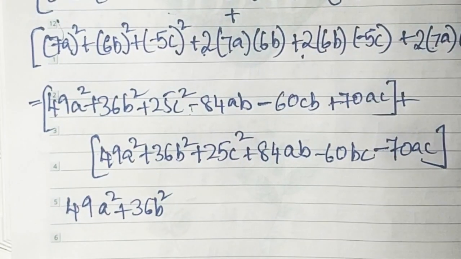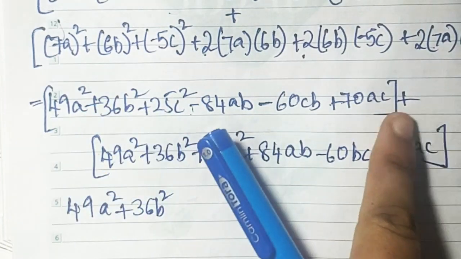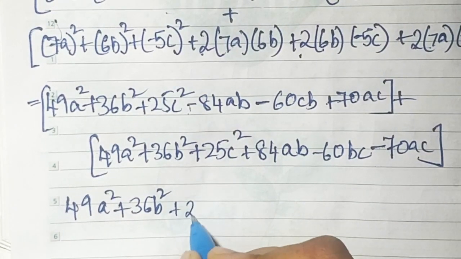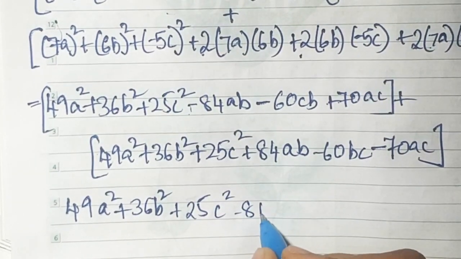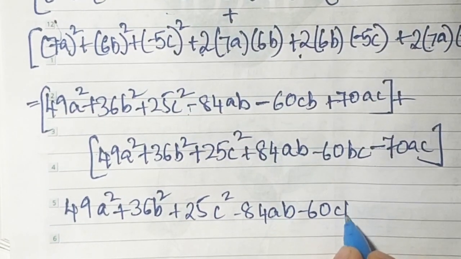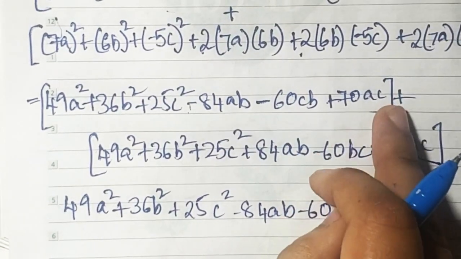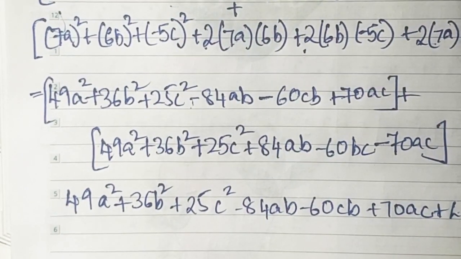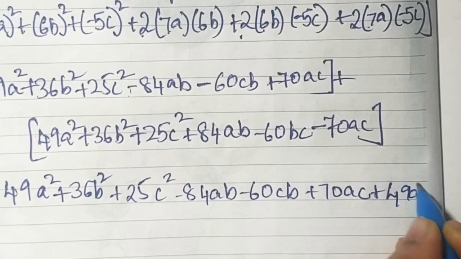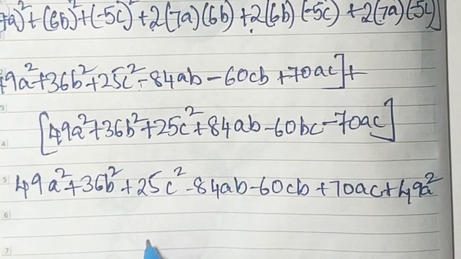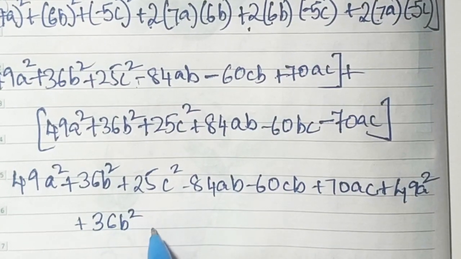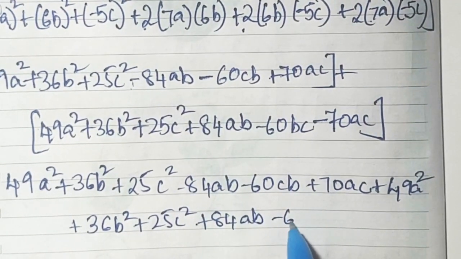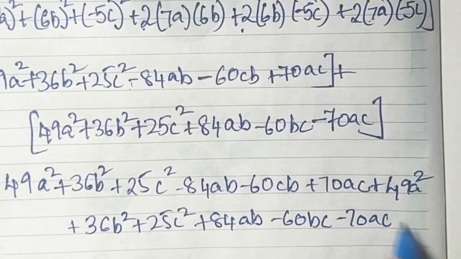Same as it is, you will take. Remember, when you have a positive sign, as it is. When you have a negative sign, just change the signs of the second bracket. Plus 25c square minus 84ab minus 60cb plus 70ac. Okay, first bracket I wrote, put a positive sign, then 49a square plus 36b square plus 25c square plus 84ab minus 60bc minus 70ac.